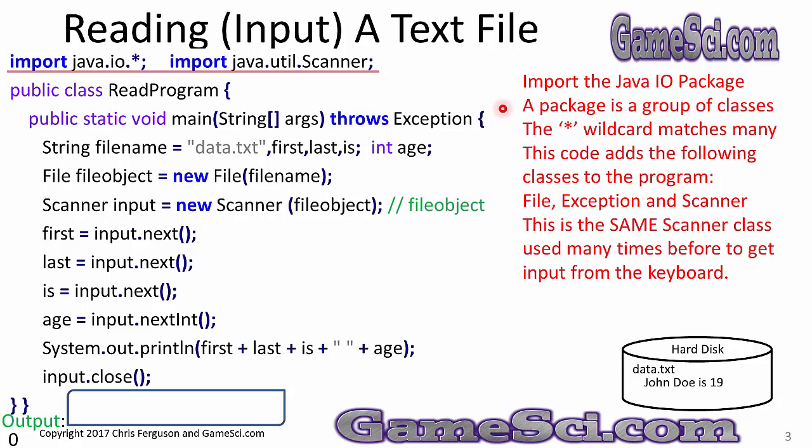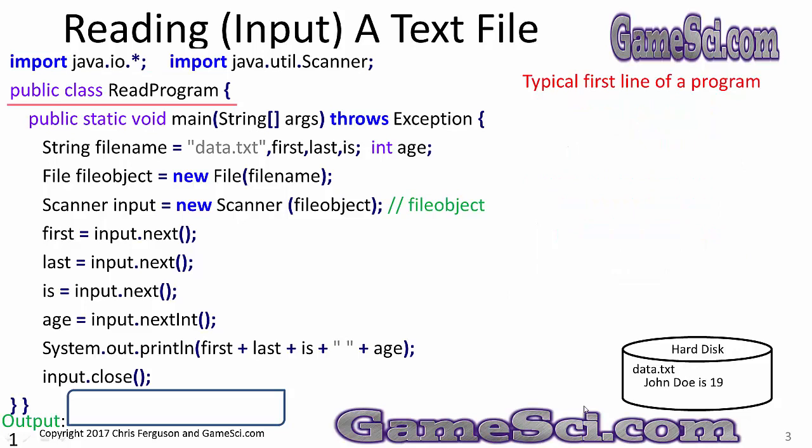A package is a group of classes. The star wildcard matches many different classes. This code adds the following classes to the program: File, which we need to access the file, the exception classes, and the new import adds the Scanner class. By the way, this is the exact same Scanner class used many times before to get input from the keyboard. We are now going to use it to get input from a file.